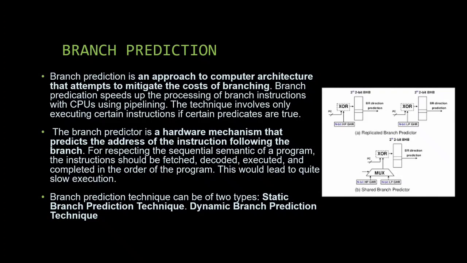Branch prediction technique can be of two types. First is the static branch prediction technique and the dynamic branch prediction technique.